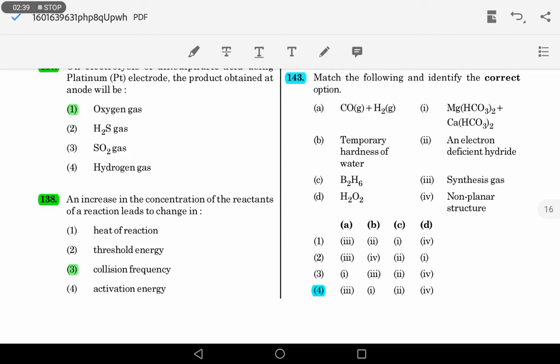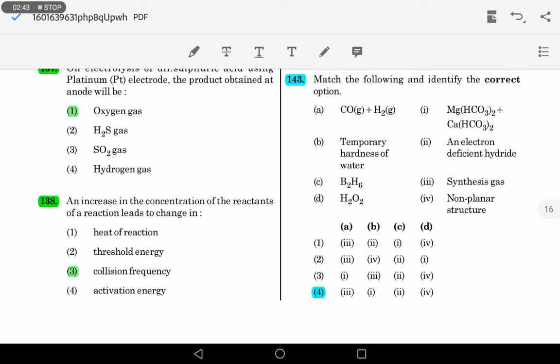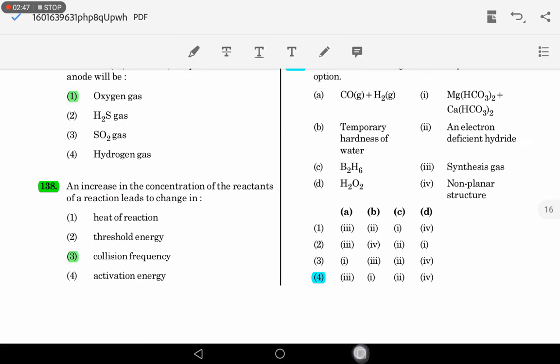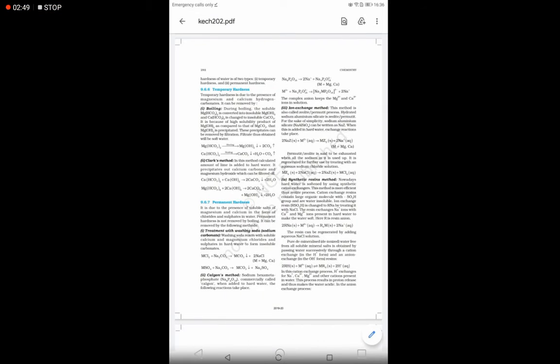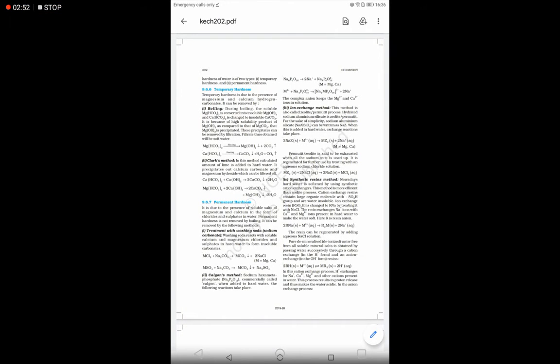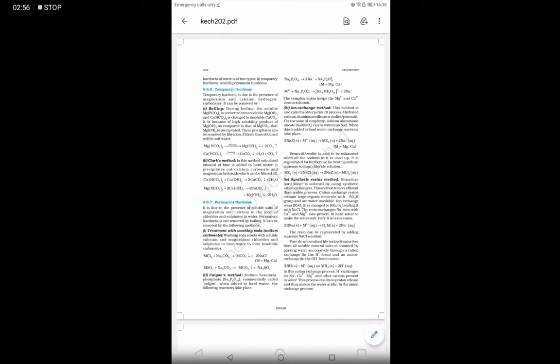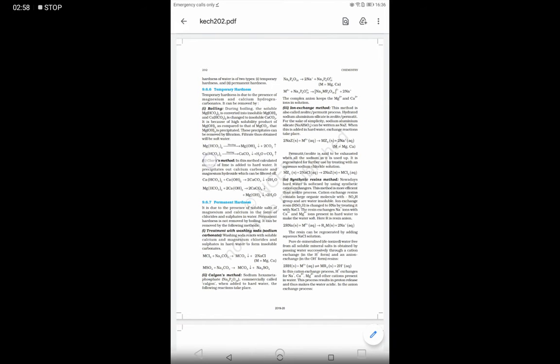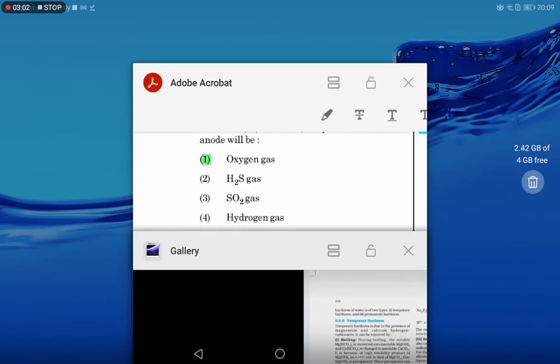All the texts are provided in NCERT, but I will preferably show you option B, because for B all the four options are different. So choosing one for B will definitely provide you the correct answer. Temporary hardness is due to calcium hydrogen carbonates and magnesium hydrogen carbonates.